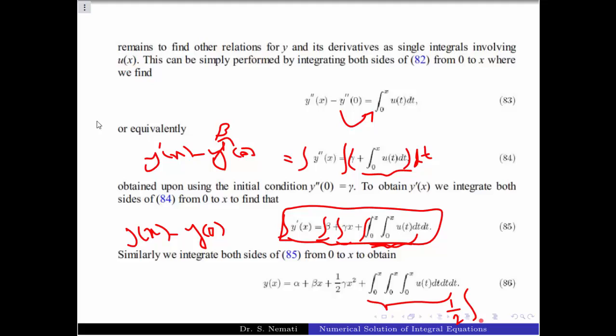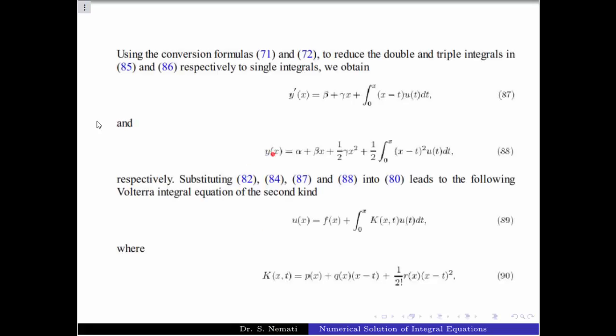Now here we know that this triple integral is equal to 1 over 2 factorial, or 1 over 2, the integral of (x minus t) squared u(t) dt. So finally we obtain the equivalent integral equation as we see here. y of x equals alpha plus beta x plus 1 over 2 gamma x squared plus 1 over 2 this integral.